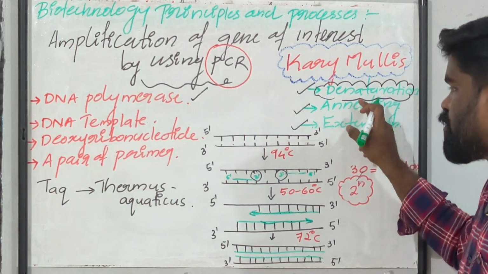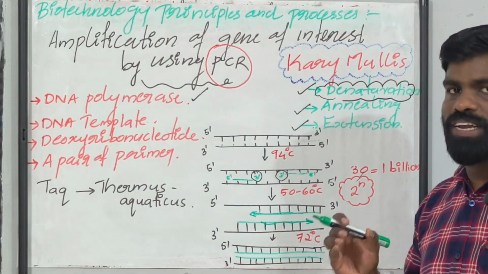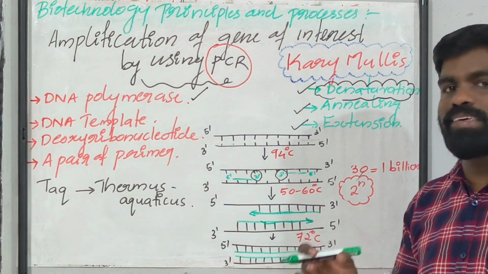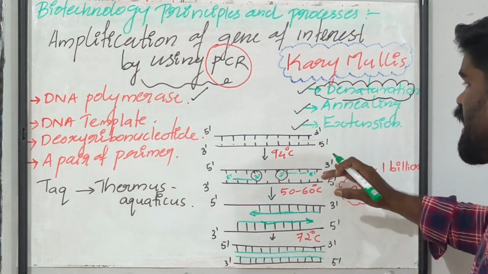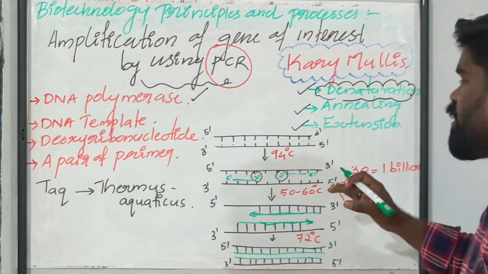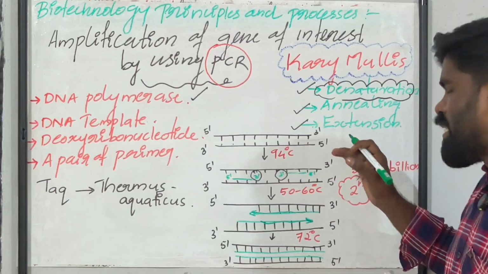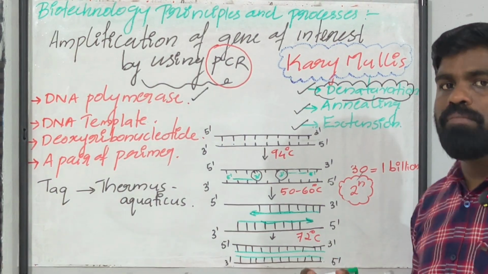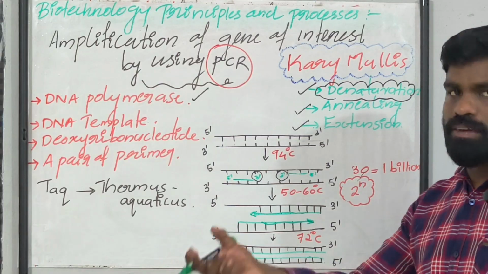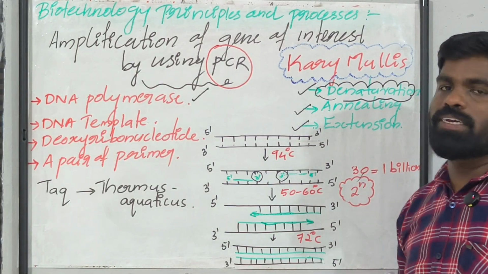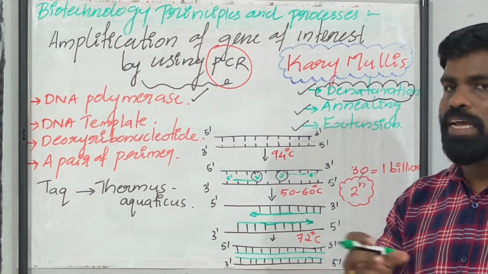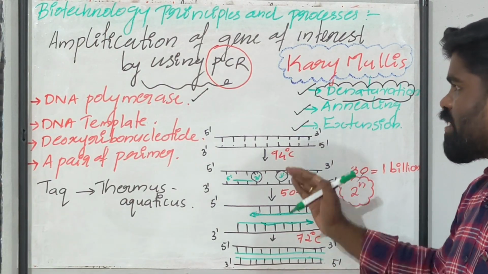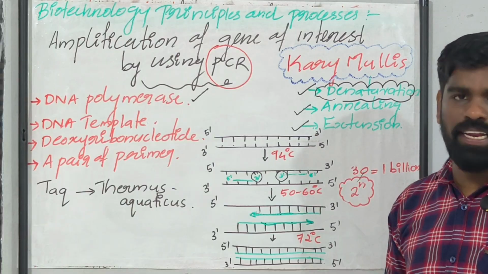So in denaturation, the double stranded DNA is treated at a high temperature, and the bonding is broken down and it becomes single stranded. Then, to the single stranded DNA, we need to add the primer. That is called annealing. Then in the last step, the primer is extended. By adding deoxyribonucleotides, each primer is extended and makes a new DNA strand. So this is PCR, the polymerase chain reaction.